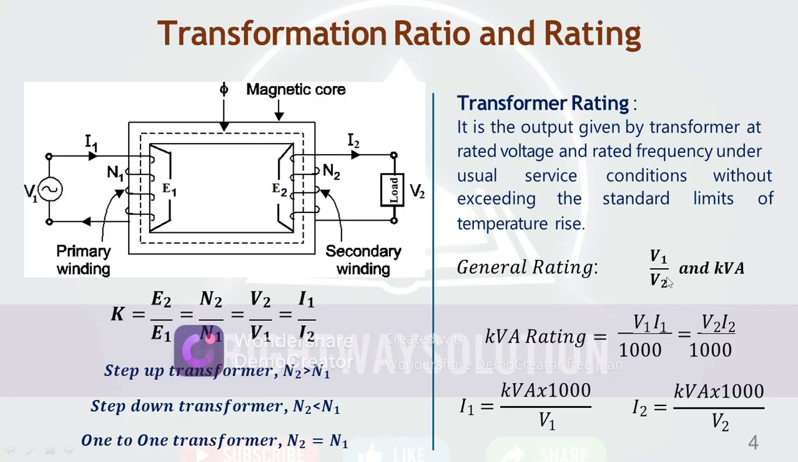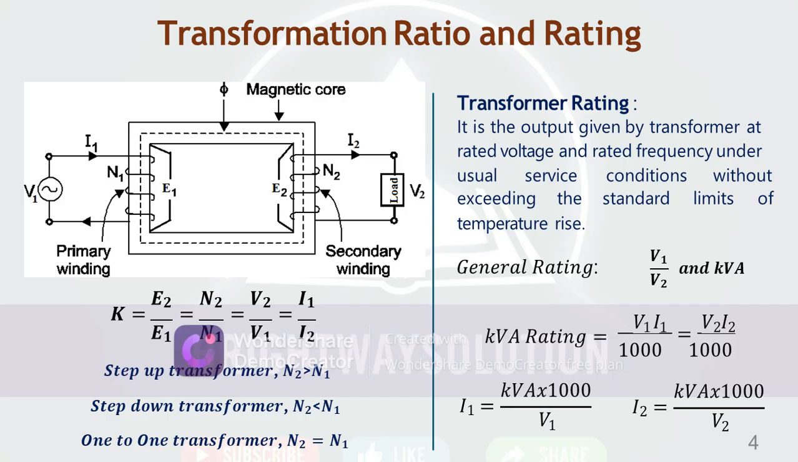We can take V1 upon V2 and kVA. This is the general rating of a transformer. So kVA rating is equal to V1 I1 upon 1000, which is equal to V2 into I2 upon 1000. So if you know the kVA rating, you can calculate by this formula. Primary current I1 is equal to kVA into 1000 upon V1. I2 is equal to kVA into 1000 upon V2.